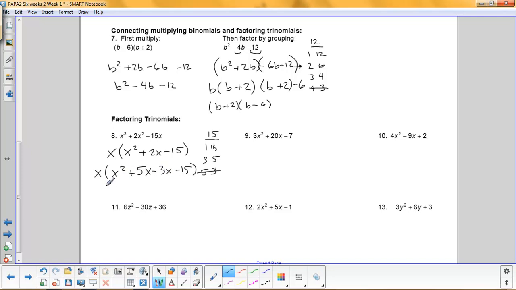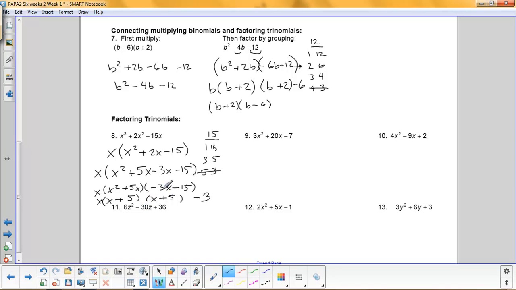So it's going to be x squared plus 5x minus 3x minus 15, 4-term grouping. Factor out your greatest common factor of x, and that's going to be x plus 5 left on the inside. Then here, factor out your greatest common factor. Careful, it's a negative 3, and what's left inside is x plus 5.